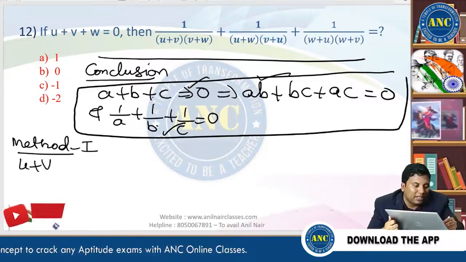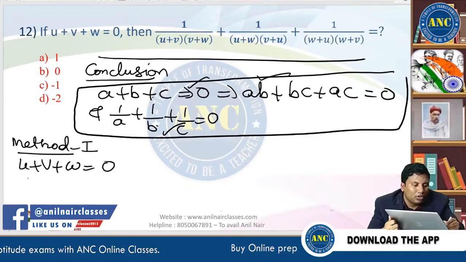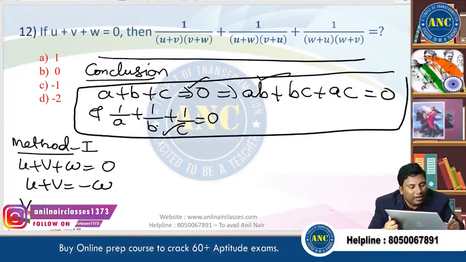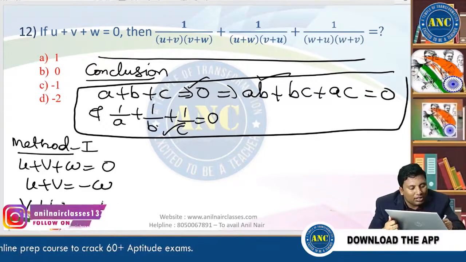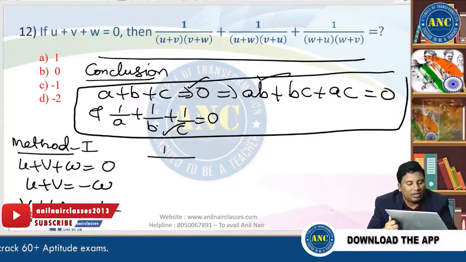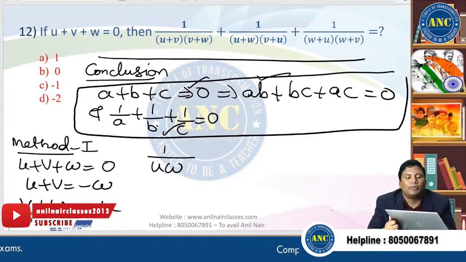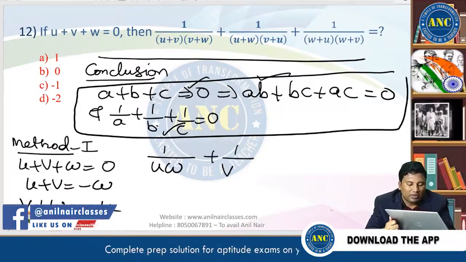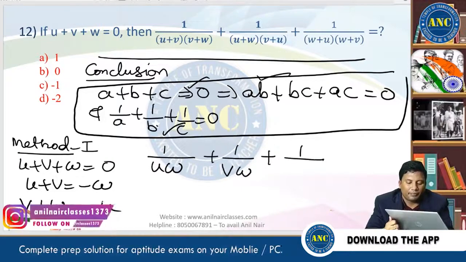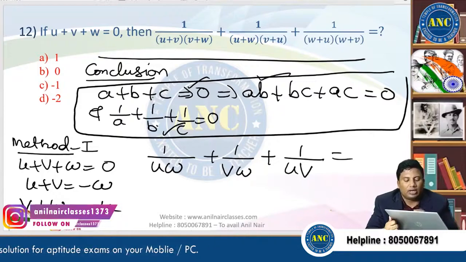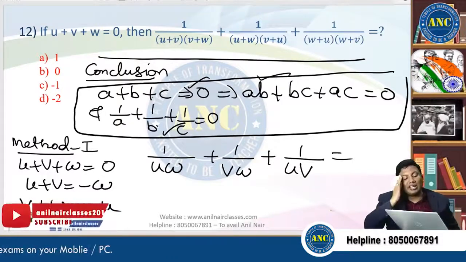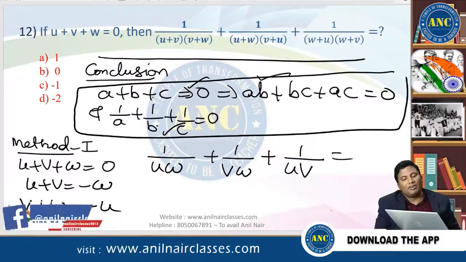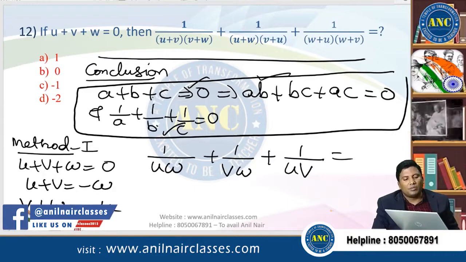U plus V plus W is equivalent to 0. U plus V is equivalent to minus W. V plus W will become minus U. That means the first value is nothing but UW. There are three variables, U, V, W. UW came. Next VW will come. Next UV will come. Is equivalent to how much? This is the question he is asking. Wherever U plus V is there, I am using minus W.